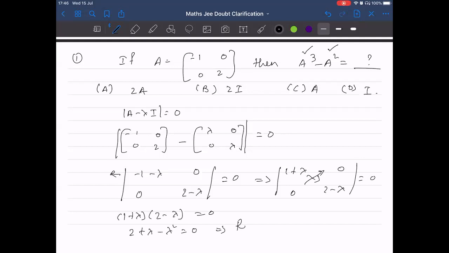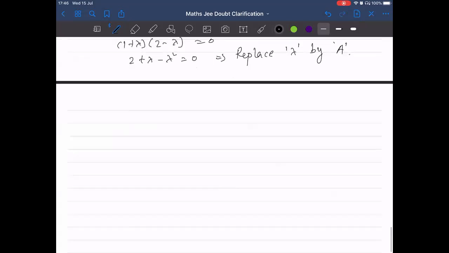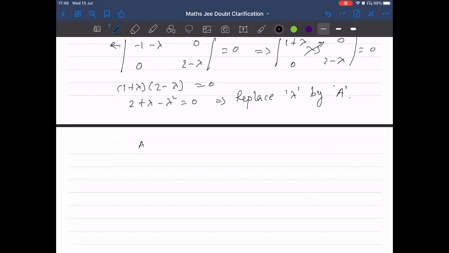And replace lambda by what? The matrix A. So A square minus A minus 2 equal to 0. Take this minus common and then substitute lambda as A: A square minus A minus 2 equal to 0. Now I can write this as A square minus A is equal to 2I. Remember, I always multiply the constant with I, because A square is a matrix, A is a matrix, and this constant term also should be a matrix.